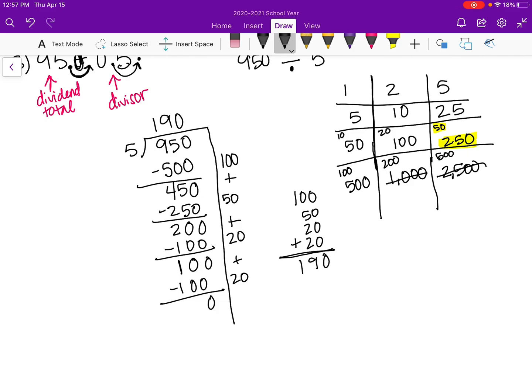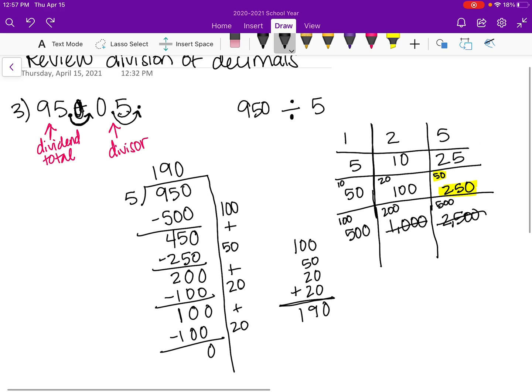Now, do I need to put a decimal in? Well, I don't have any decimals in this dividend, so I don't need any decimals in my answer. So my answer is going to be 190. So in 95, we have 190 groups of 5/10. That's your answer.